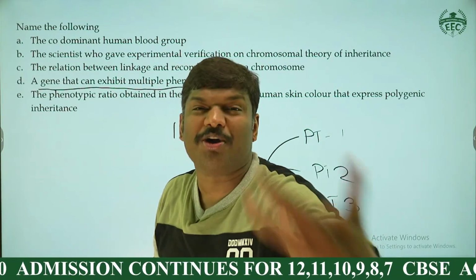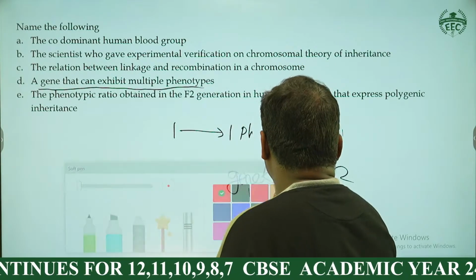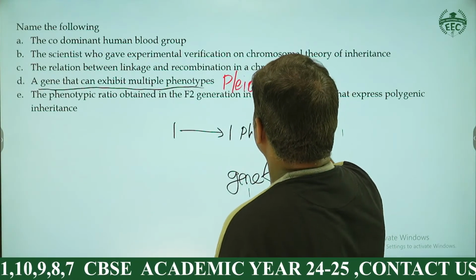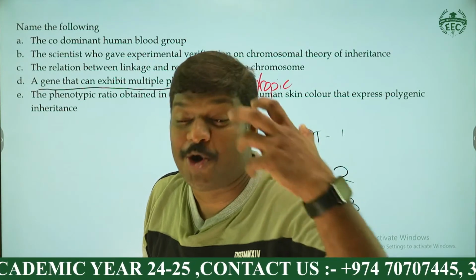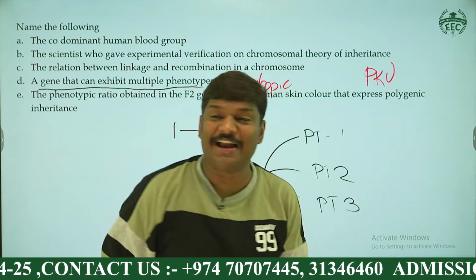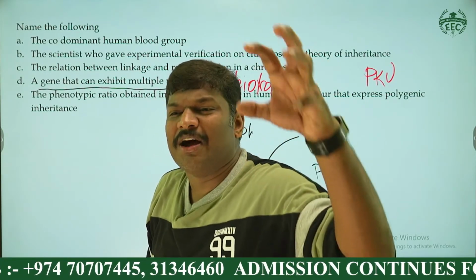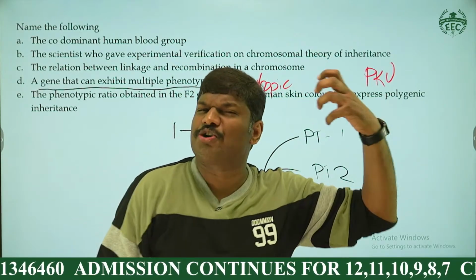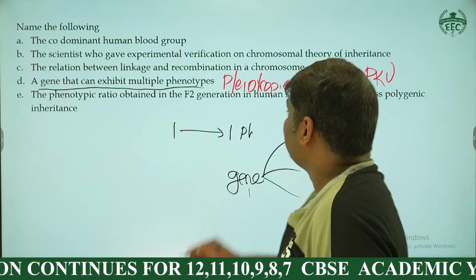If a gene can exhibit multiple phenotypes, do you have any idea what the name of that particular gene is? That gene is important, my dear student. That gene is called a pleiotropic gene. What is that phenomenon called? The phenomenon is called pleiotropy, and the gene is called a pleiotropic gene. You already studied one example, PKU, phenylketonuria. Phenylketonuria is an autosomal recessive Mendelian disorder, and it is an example of a pleiotropic gene. Here the answer is pleiotropy.